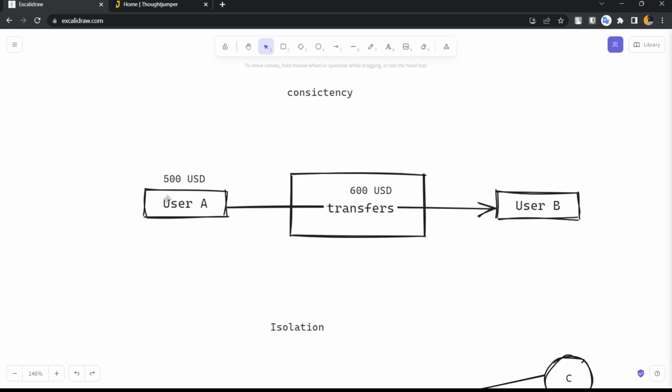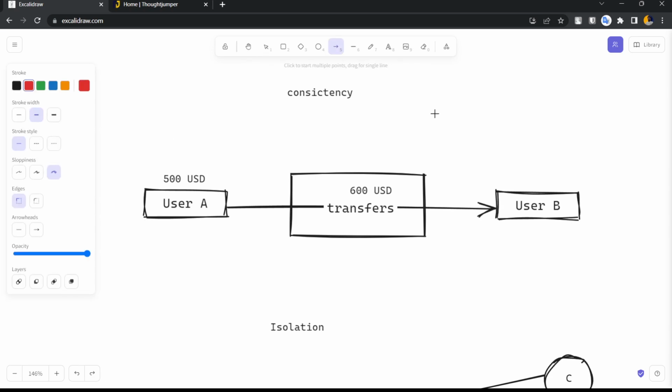For example, if user A has 500 US dollars in his bank account and he tries to transfer $600, then it should not be allowed. Why? Because we have a rule that money cannot be negative in a bank account. So if anything like that happens, you have to make sure that the operation automatically fails. That's what consistency means. There is also another example of consistency you can take. For example, let's say user A has X amount in his bank account.